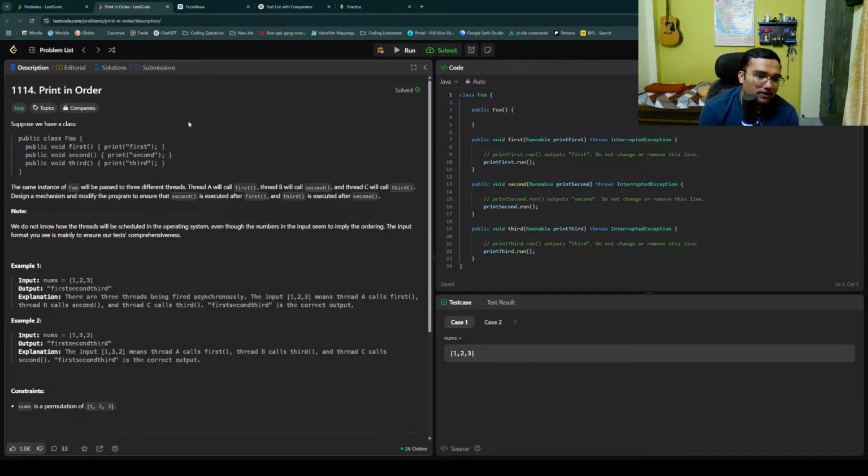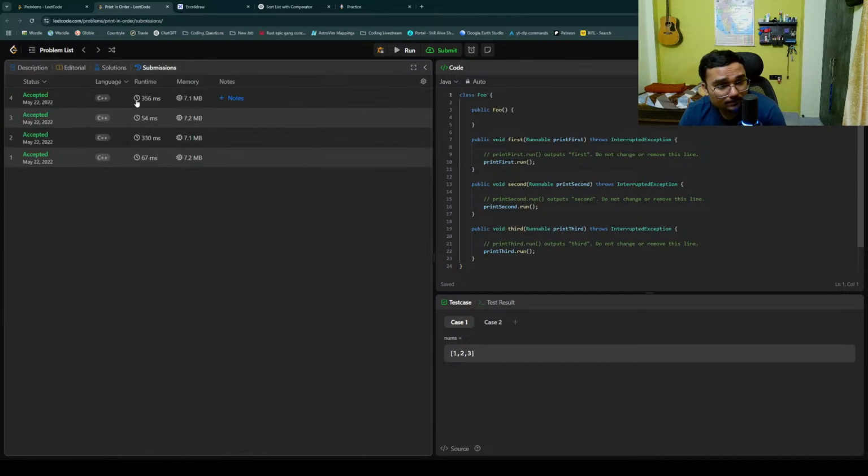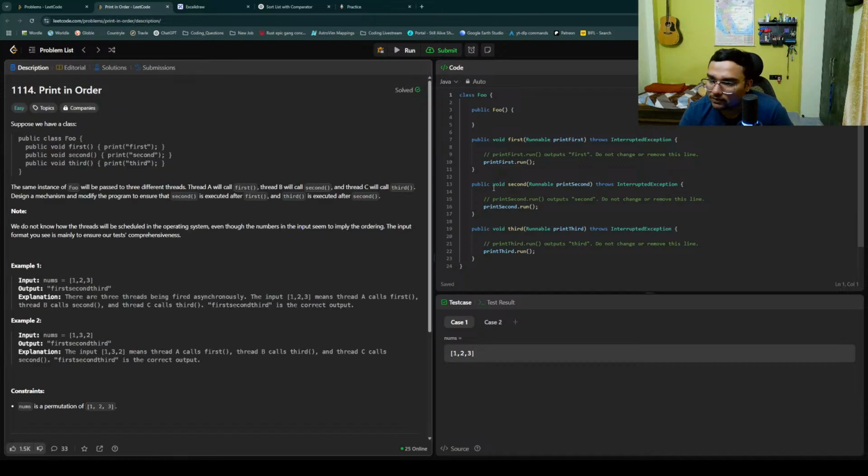There are three threads being fired asynchronously. Okay. I have done this in C++, I believe. Yeah. But it was 3 years ago. I don't remember any of that. But I believe it. I need to revise these concepts, man.